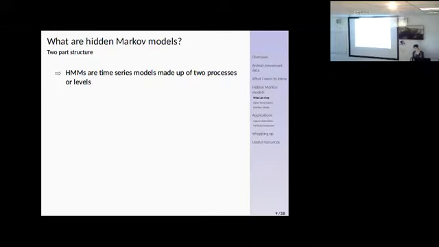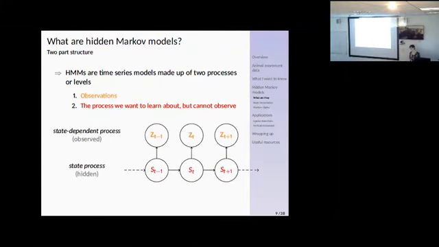A number of people here won't be at all interested in my next few slides, but for those of you who haven't come across hidden Markov models before, they're time series models made up of two processes or levels, classically. You have the process of the observations, the bits that you can measure about your animal, and then the hidden layer, which is stuff that you can't observe, and this is what we call the state process. So you're assuming a structure whereby there's an underlying behavior that you can't measure, but you can measure things about it, and you want to make inferences about that underlying process.